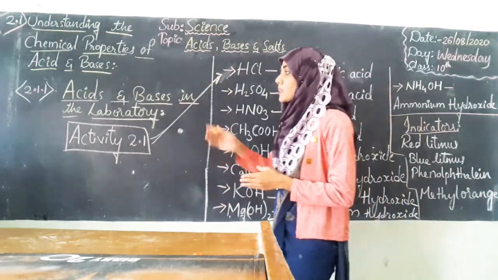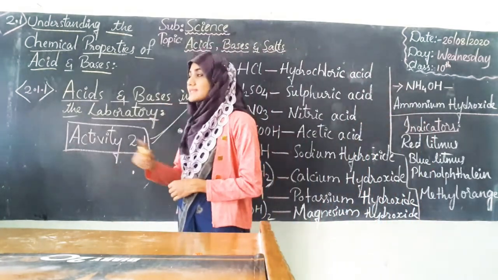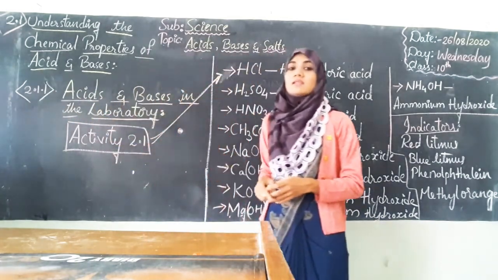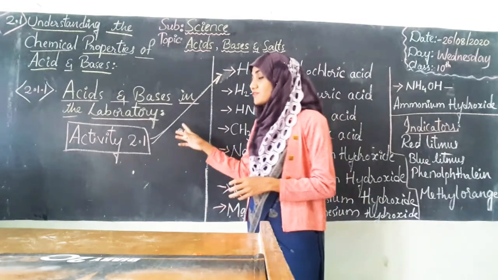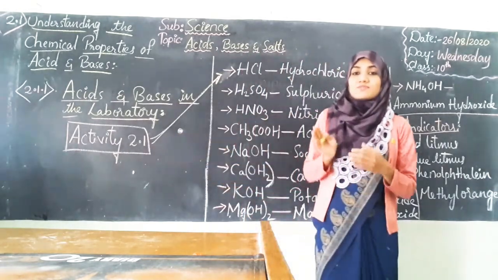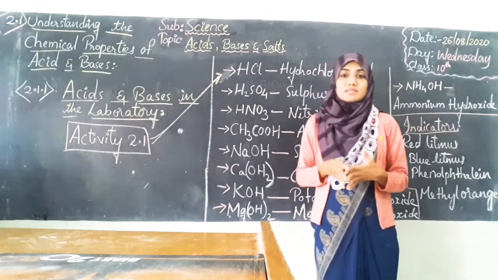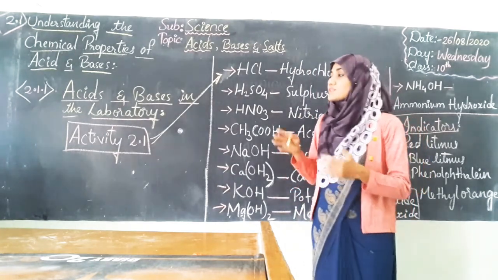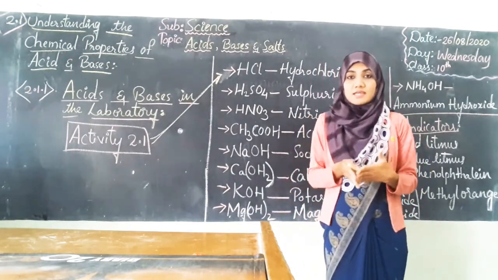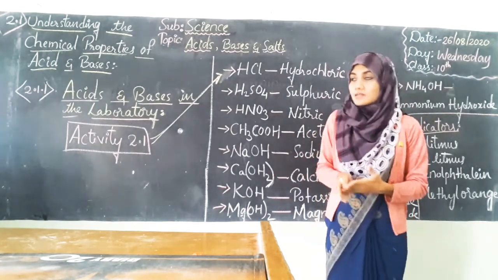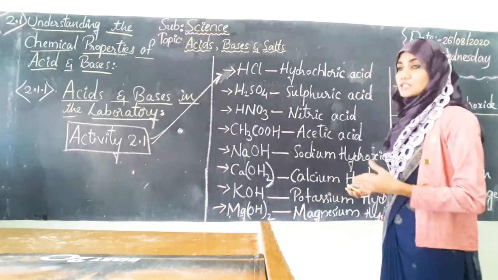Okay, so it's the activity of your textbook, 2.1.1, acids and bases in the laboratory. This first activity will be considered as the primary test to detect whether the given chemicals are acidic or basic. So what are the chemicals that we are going to detect? These are the chemicals that we need to detect.